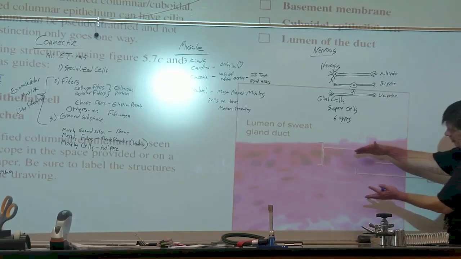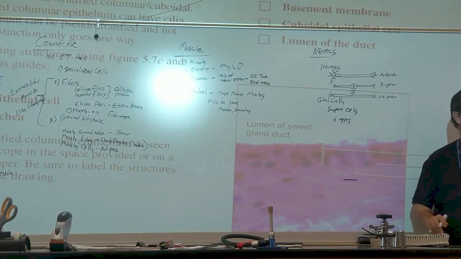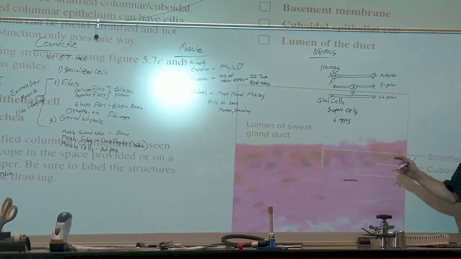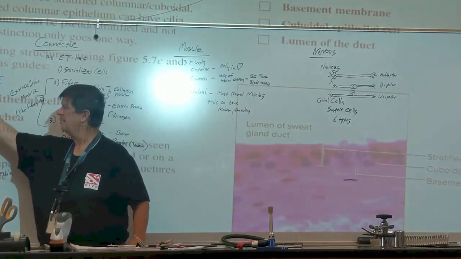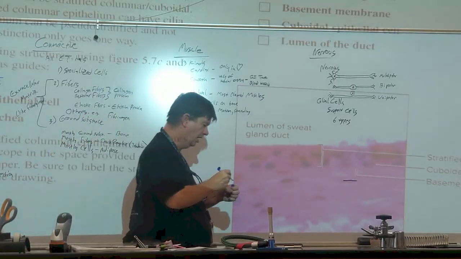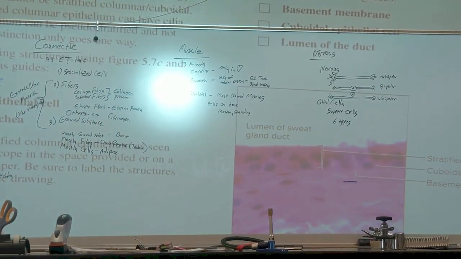Would you agree this cell is super squash flat? This is its nucleus. That's a squash flat cell, yes? But that is a stratified squamous. Stratified means you got layers, yes? I'm going to show you better pictures.